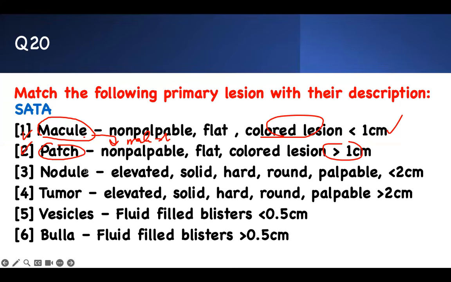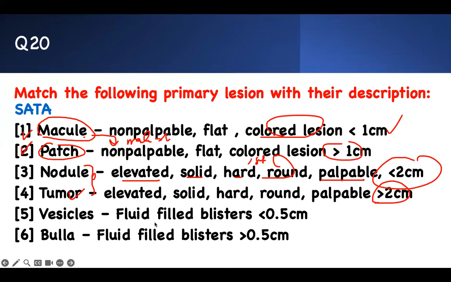Then you come to nodule and tumor. I just try to put them together. You see nodule, it sounds like something you can feel. It's a nodule on my skin, right? It's elevated and solid, it's hard. It can be soft though. And it's round and it's palpable. It's less than 2 centimeters. If it's greater than 2 centimeters, that's what a tumor is. The same thing, elevated, hard, round, palpable. That's all, the same thing.